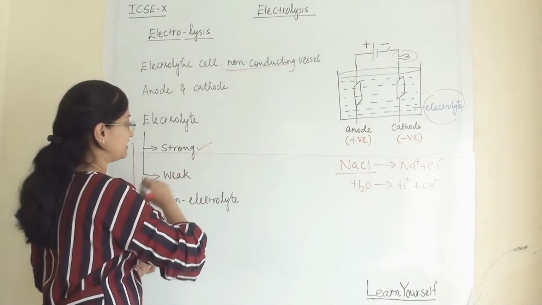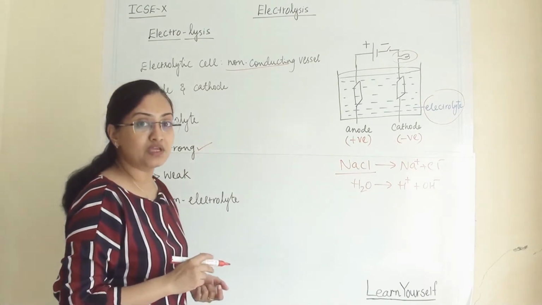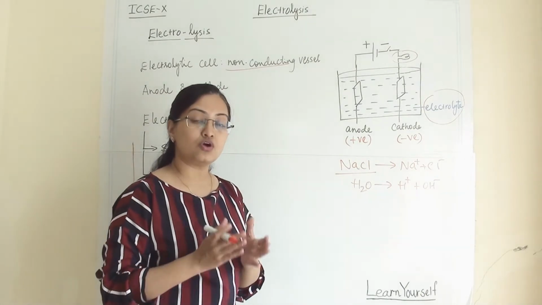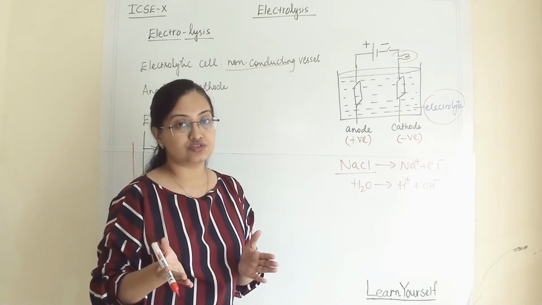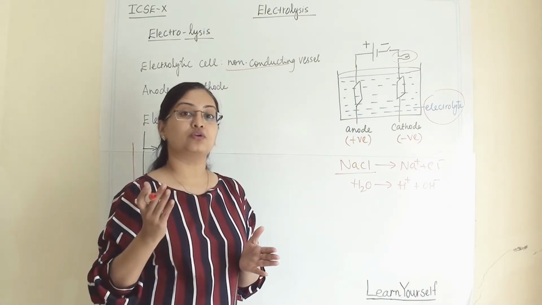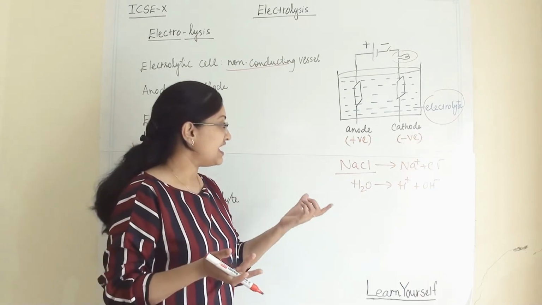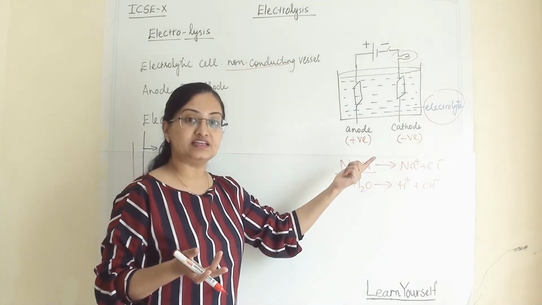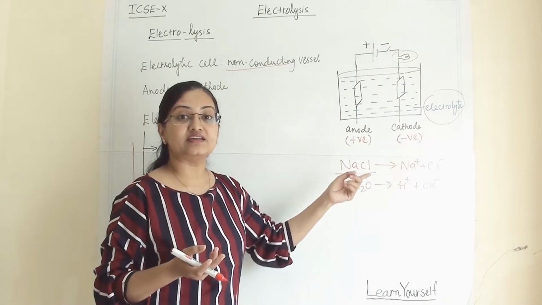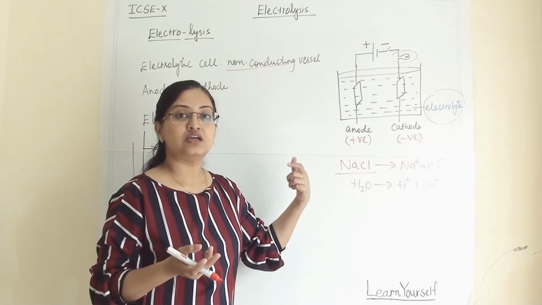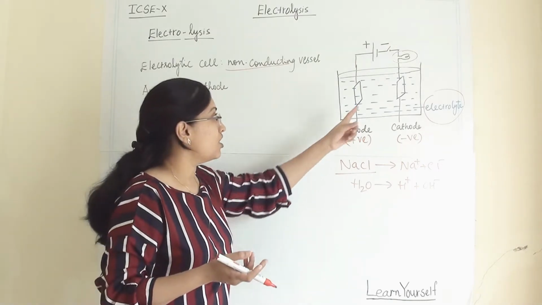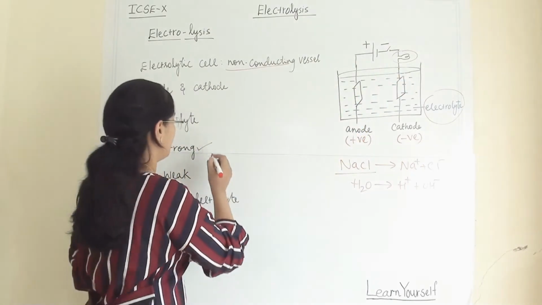First is the strong electrolyte. What is the meaning of strong electrolyte? A strong electrolyte gives the maximum amount of dissociated ions. As the ion count increases, the electricity carriers have increased. So it will pass electricity more efficiently, and our bulb will glow very bright.